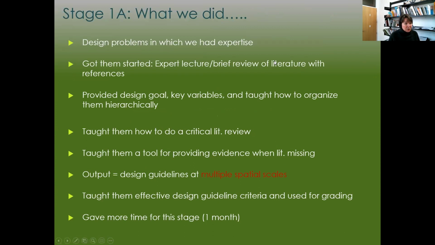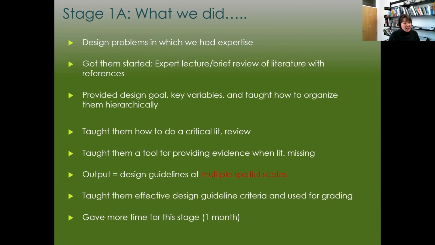So what we did over this 3-year period, we did this incrementally. We made sure that we only took on design problems in which we had expertise. Anna Priya provided this fantastic expertise, and she got them started, which is another thing that we decided to do, give them a leg up. So we gave them an expert lecture. Anna Priya came in. She put in a 3 or 4 page brief summarizing in general the literature, and provided them some references to get them going.